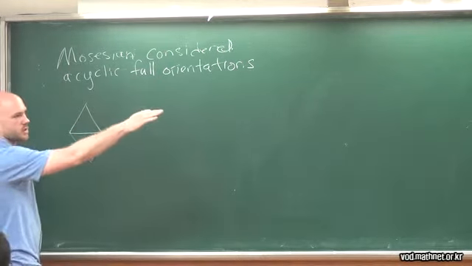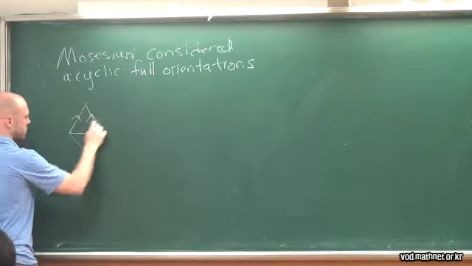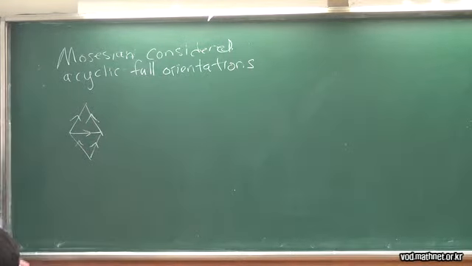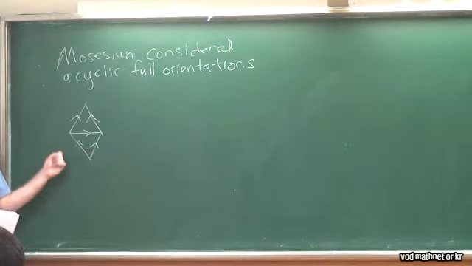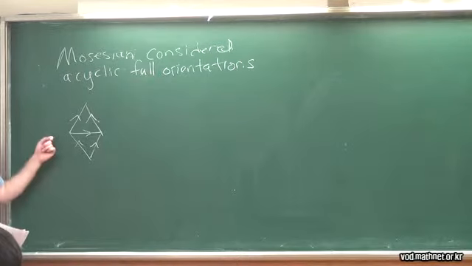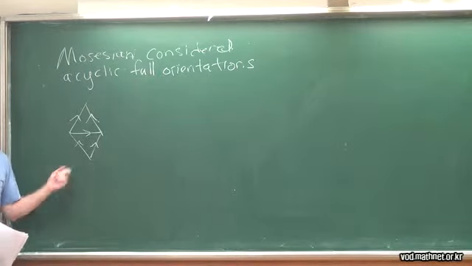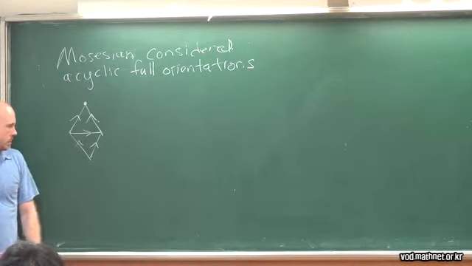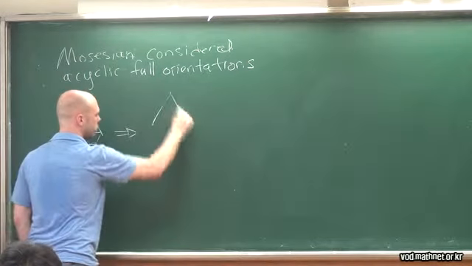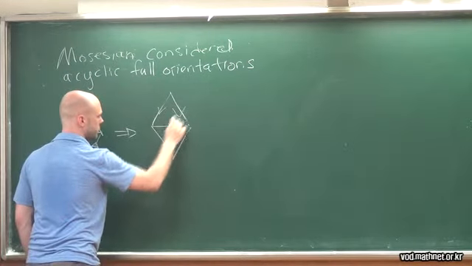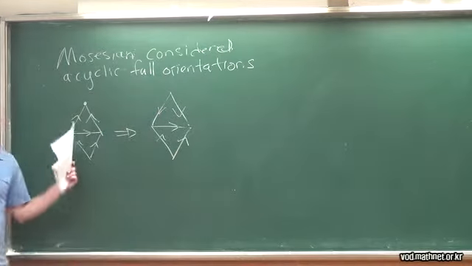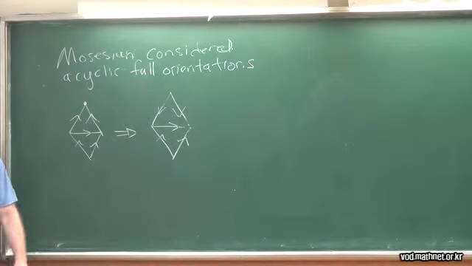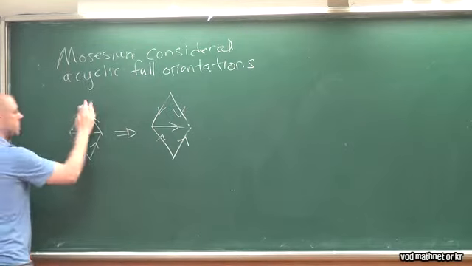Let me give a full acyclic orientation of K4 minus an edge. Okay? So now I've oriented every edge, and there are no directed cycles. So it's a classic fact that every acyclic full orientation has some sink. So in particular, this guy is a sink. So now what we can do is reverse the orientation of all of the edges pointing towards that sink. So he called this a sink reversal.